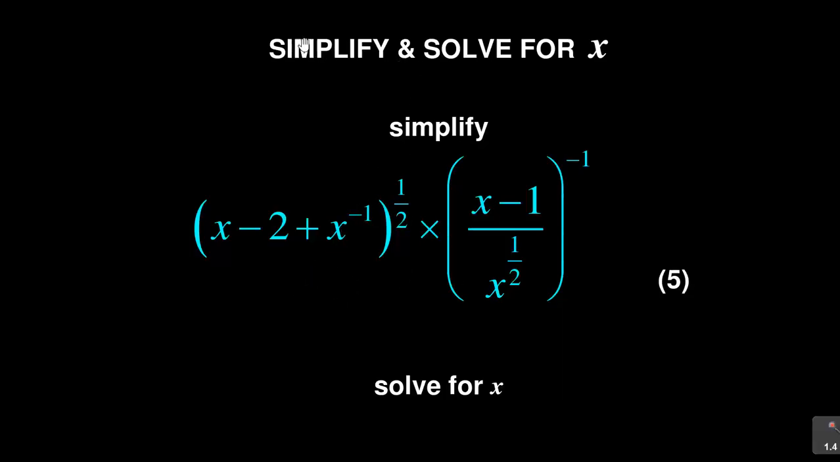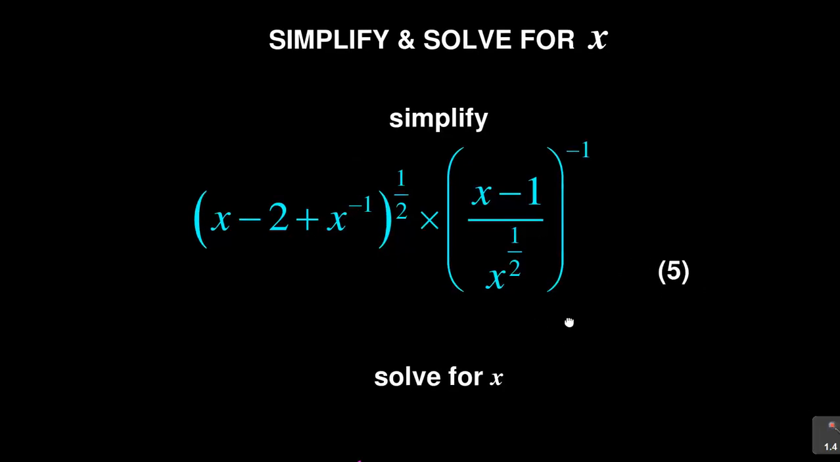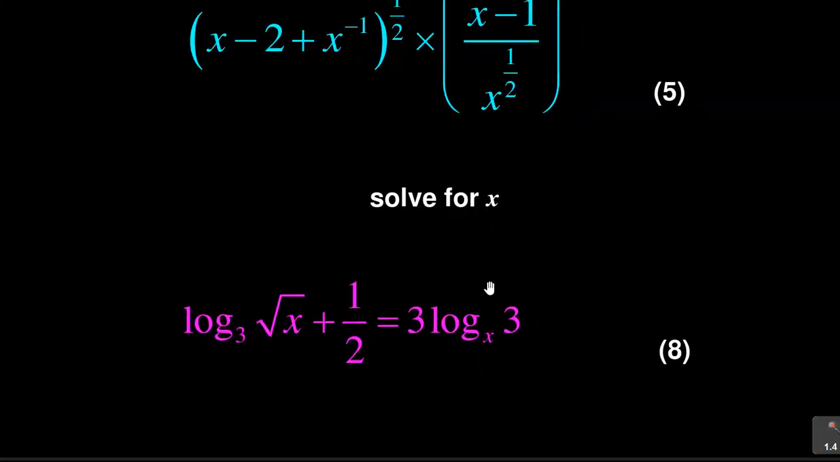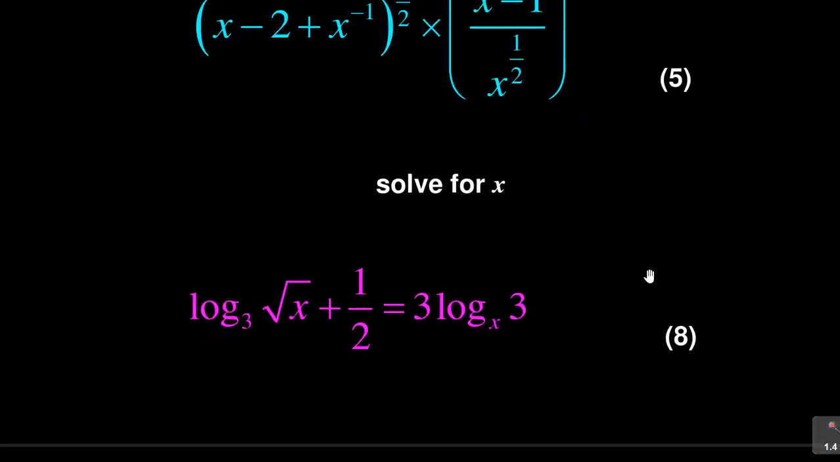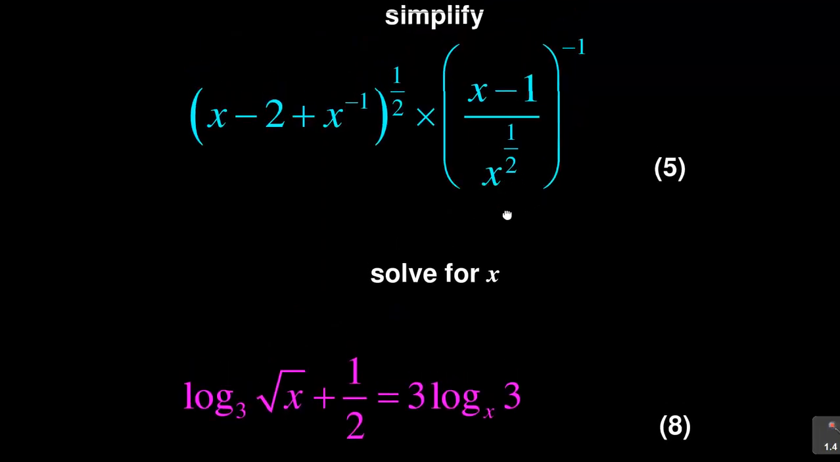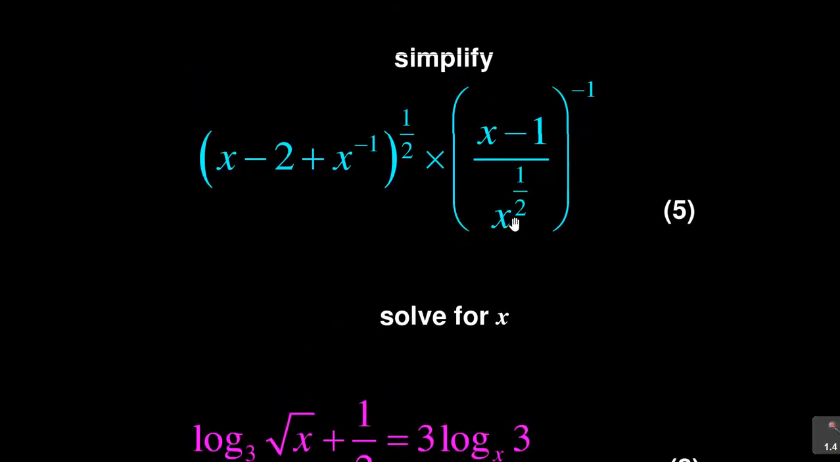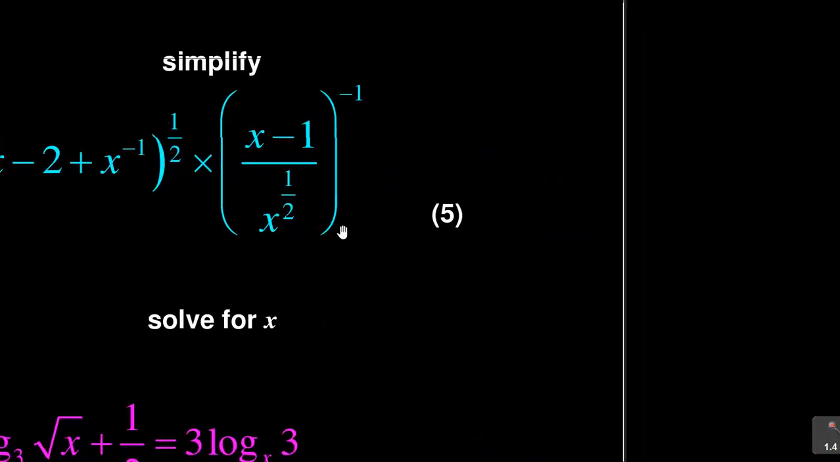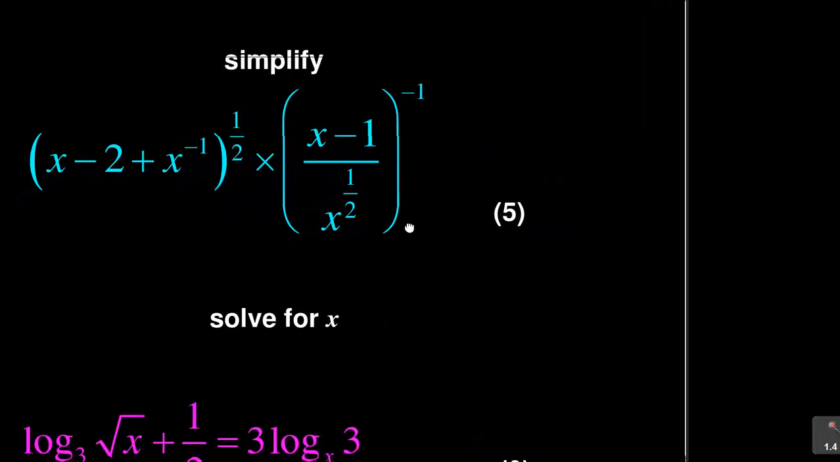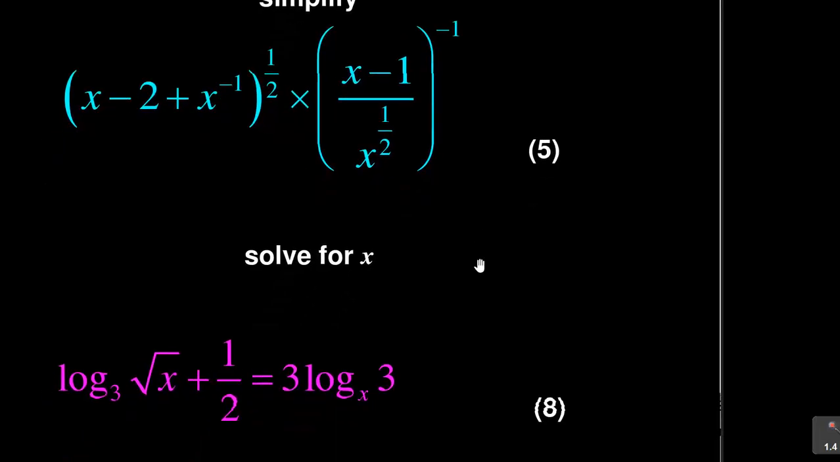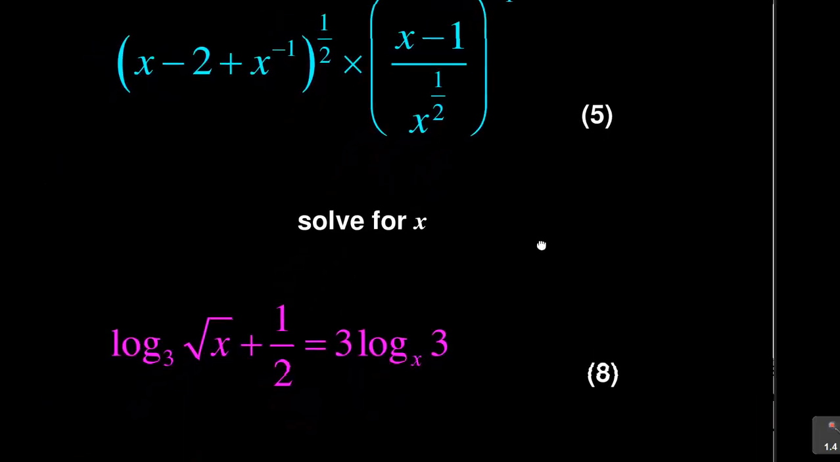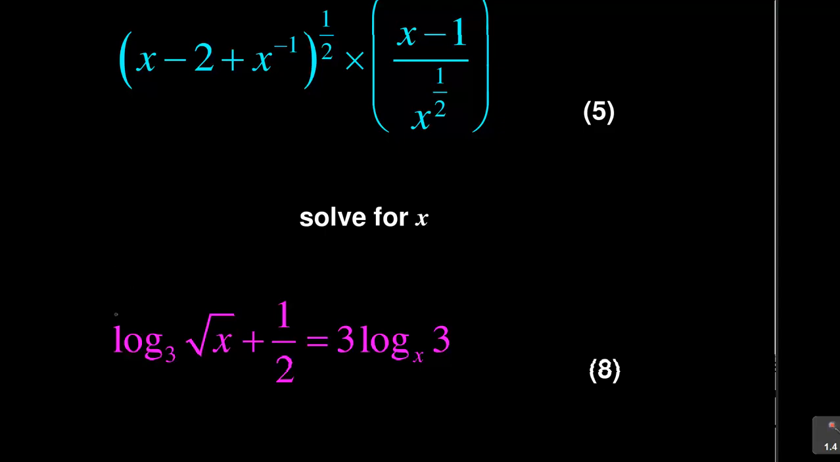It's two questions. The first one I'm going to simplify, and it was out of 5 marks. The second question says solve for x, and it involves logs. I was intrigued by the 8 marks, wondering what kind of question can be worth 8 marks and what it involves. So stay tuned and see how I approach these questions. The first one is worth 5 marks, so how do you approach it?